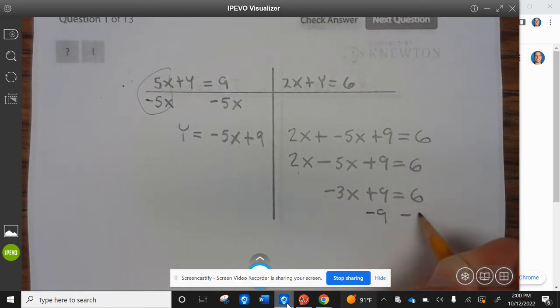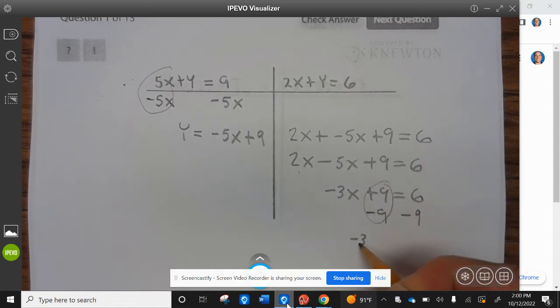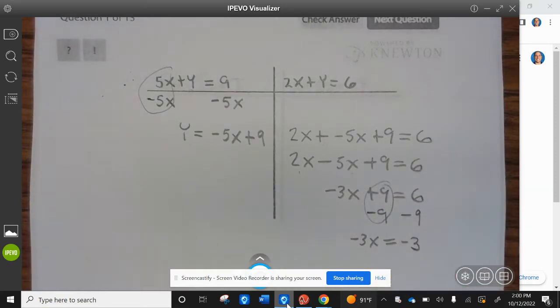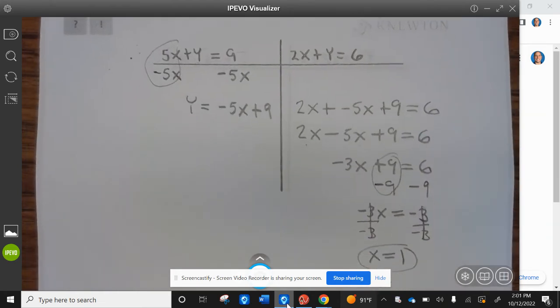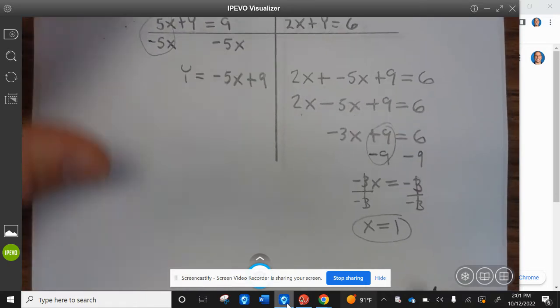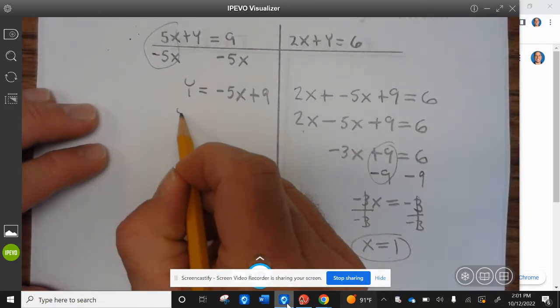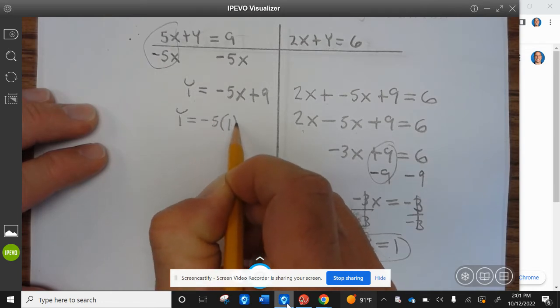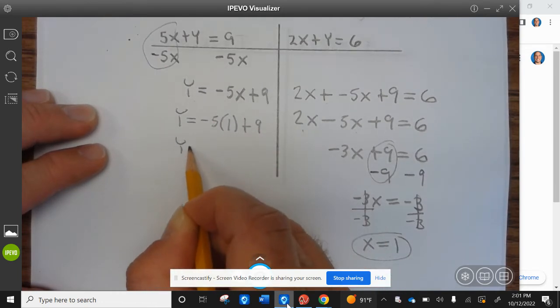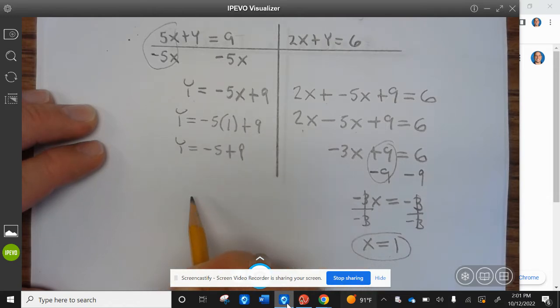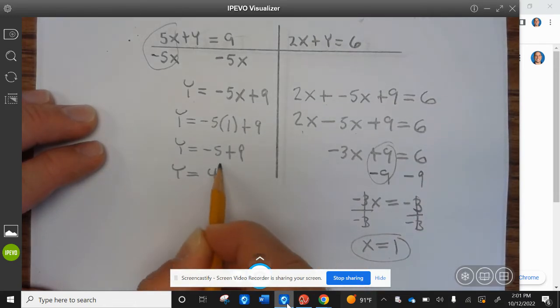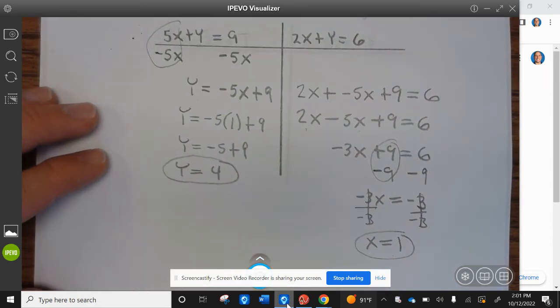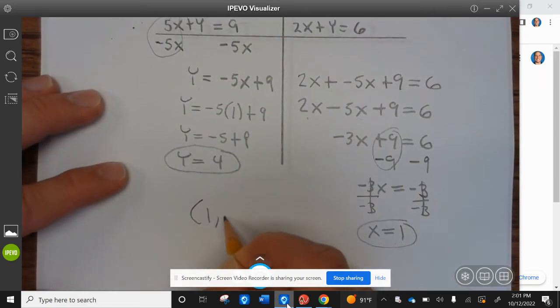We're going to subtract 9 from both sides, so you get negative 3x equals negative 3. Divide both sides by negative 3, so x equals 1. Now we're going to substitute that value in for x. So that's y equals negative 5 times 1 plus 9. That's y equals negative 5 plus 9, so y equals 4. So our solution is (1, 4).